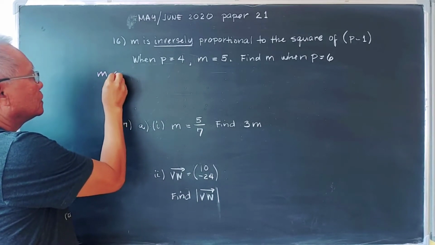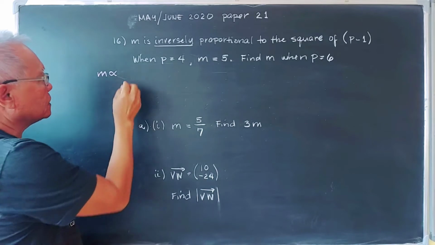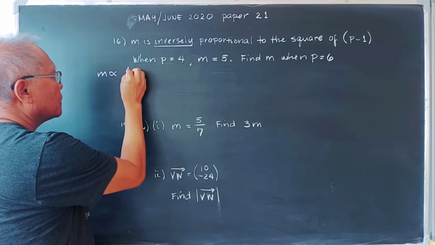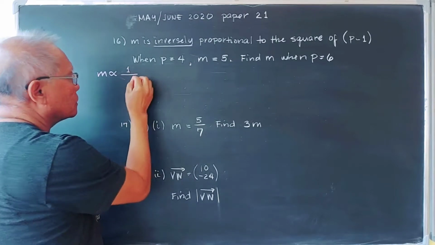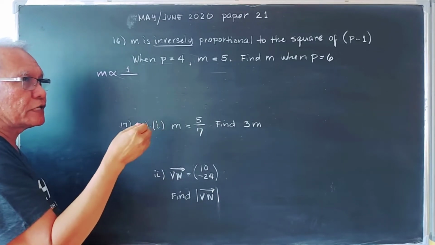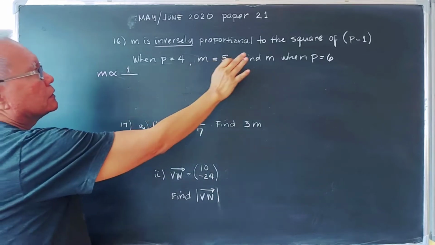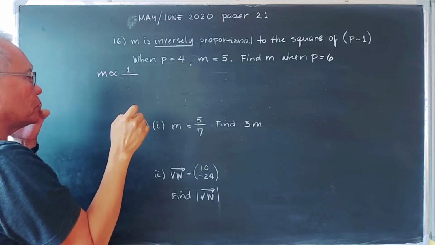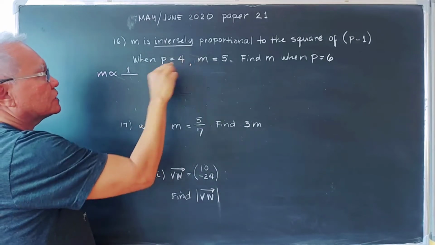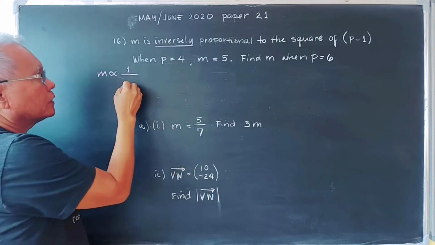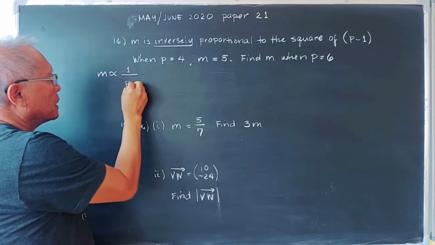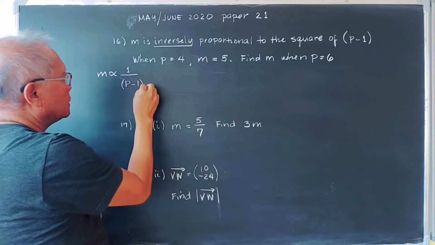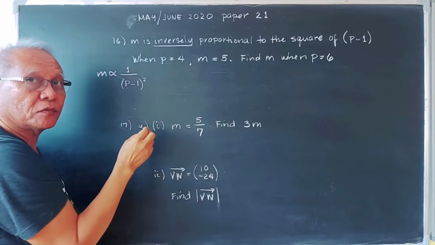m is inversely, so inversely means we have 1 over. If it were varies or directly proportional, p minus 1 would be on the upper part of the fraction bar. Because it is inversely, it will be under the fraction bar. So we have p minus 1. Don't forget to square, as shown in the symbols.